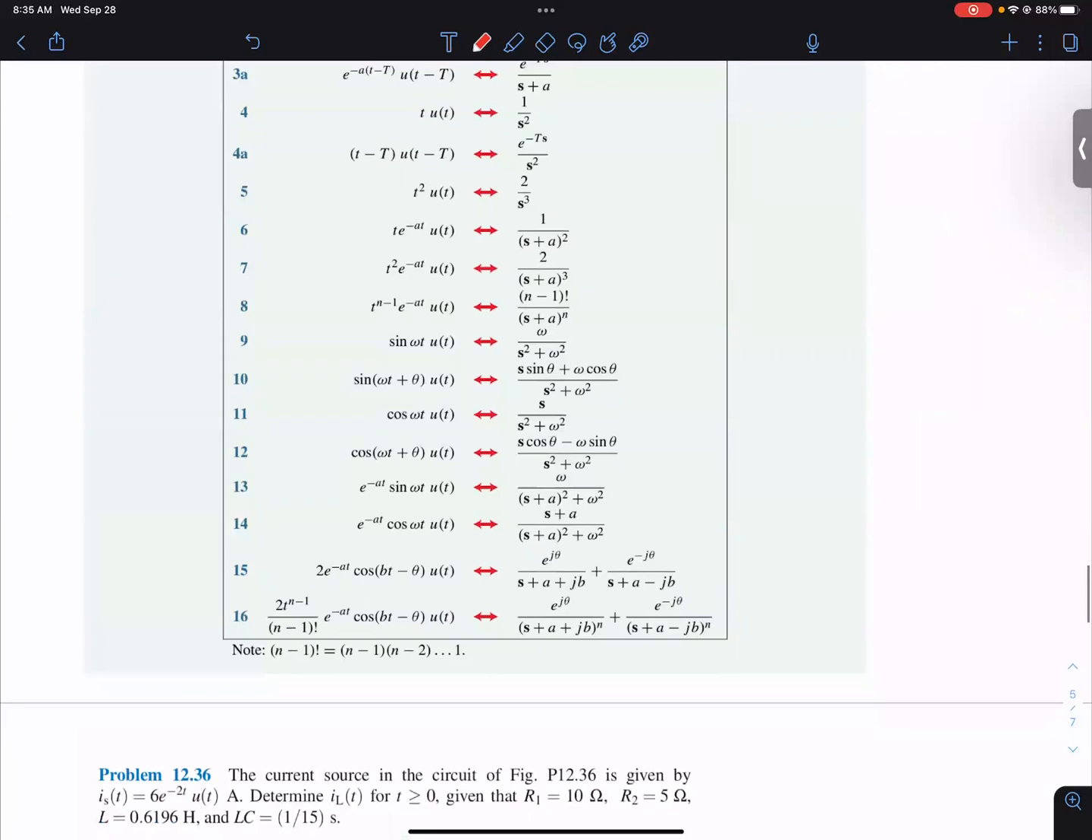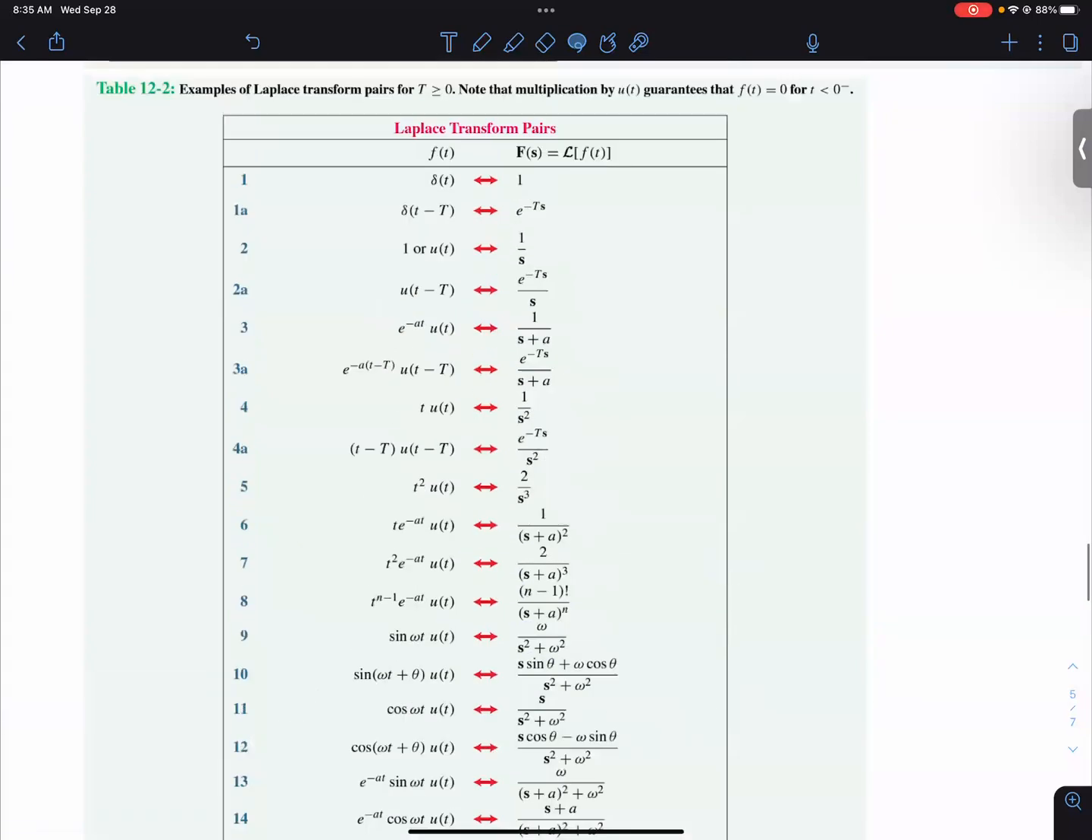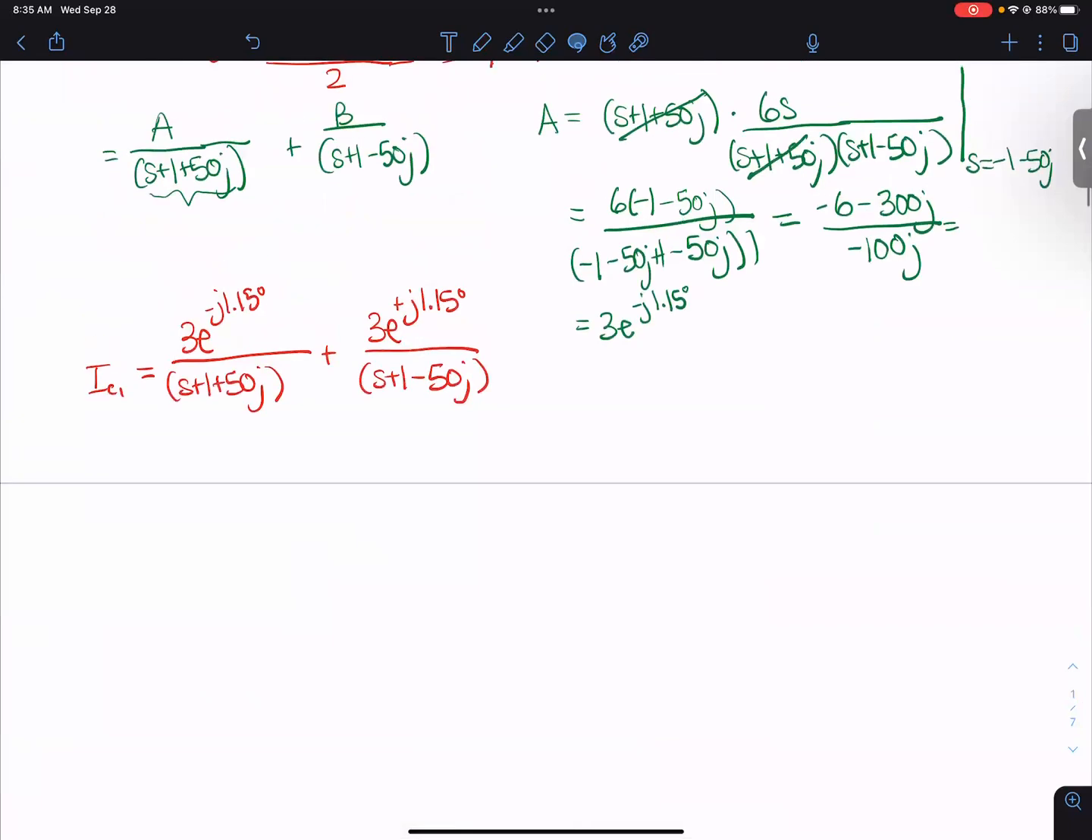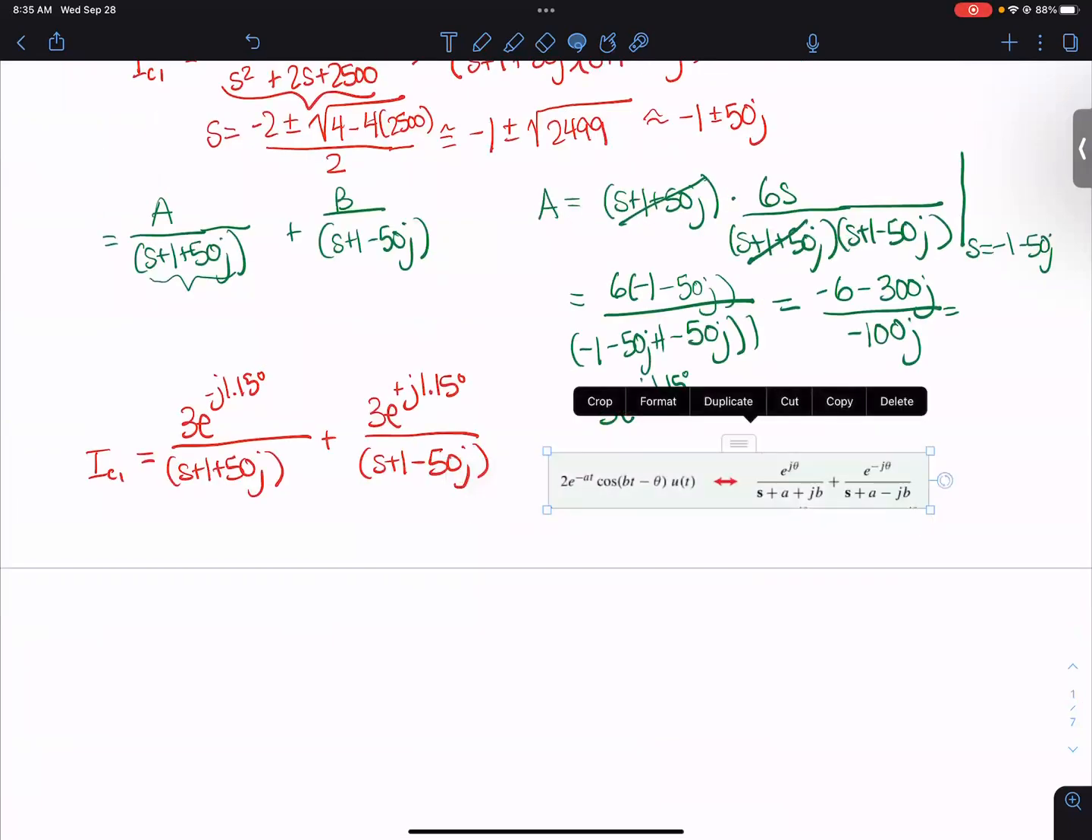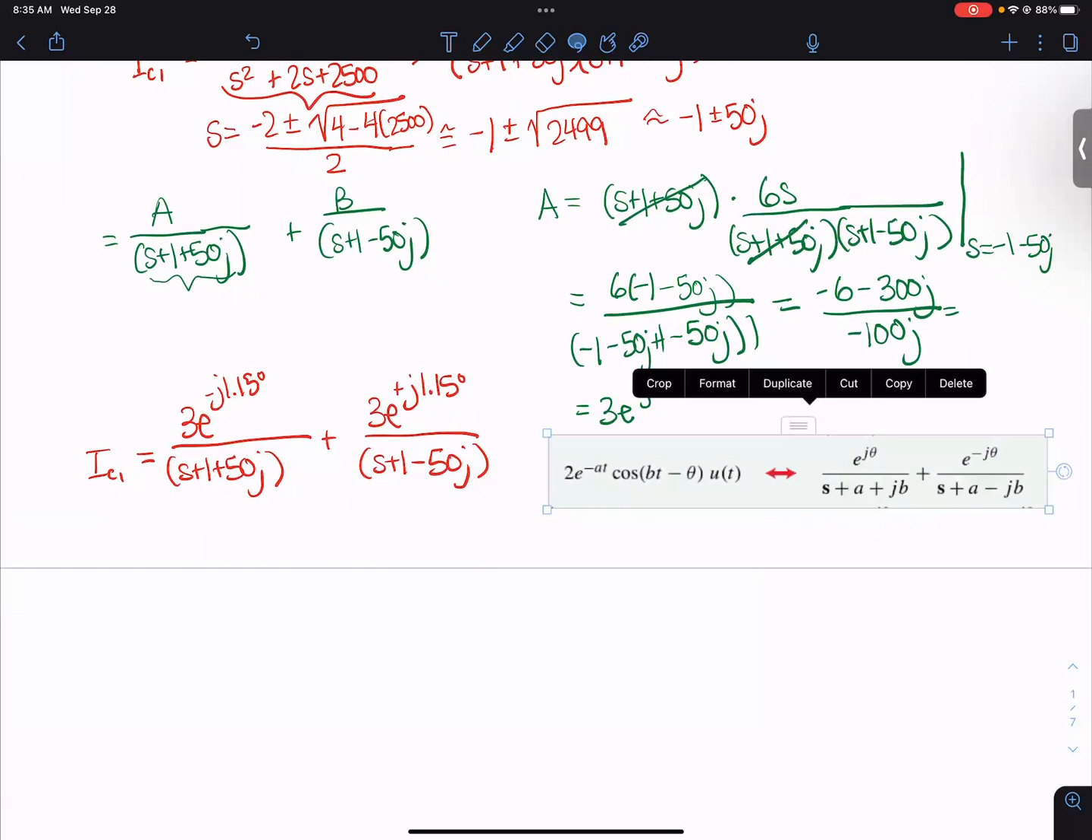So now we can look at the table and look for a match there, which we had an S plus 1 plus 50j. And then we have the opposite. So it looks like it's going to be this form. So we can go back up and double check, does this look the same? And we have e to the j theta plus e to the minus j theta over an s plus a plus jb. So now we need to identify what is each one.